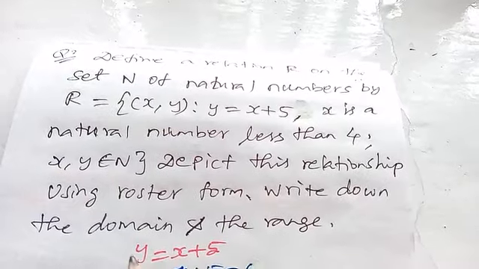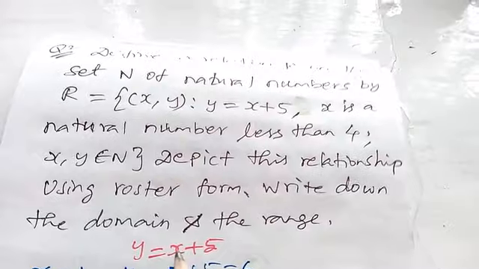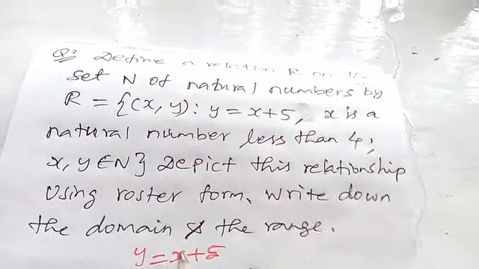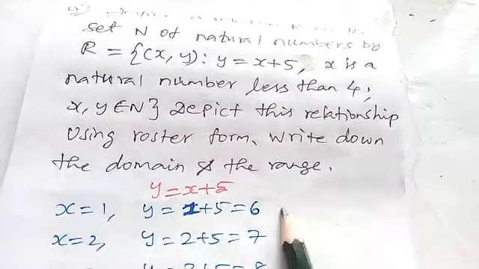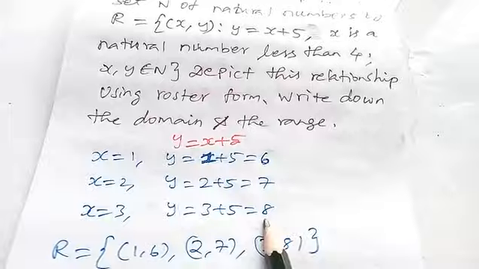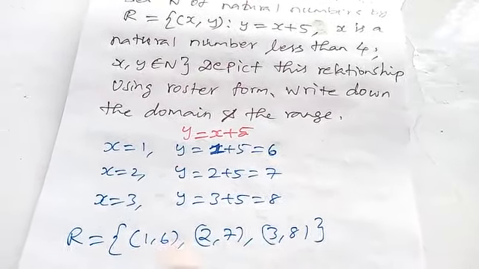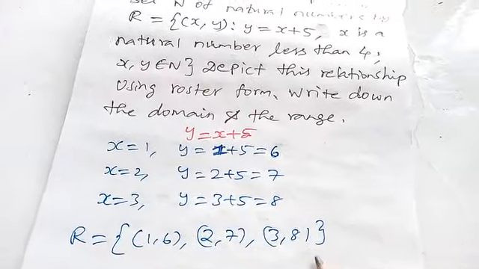If x is 1, y will be 6. If x is 2, y will be 7. If x is 3, y will be 8. x4 we cannot take because x is less than 4. The same thing: x1 means y will be 6, x2 means y will be 7, x3 means y will be 8. So only 3 pairs we get: (1, 6), (2, 7), (3, 8). So relation R is equal to only these 3 pairs.